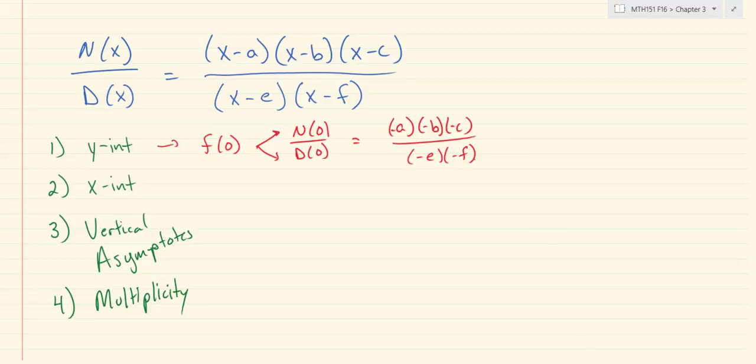This is important because usually when we start graphing, we'd like to know, is the y-intercept a positive value or is it a negative value? So the y-intercept is a very important piece of this puzzle. X-intercepts.